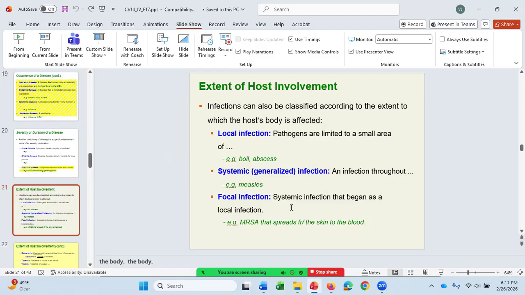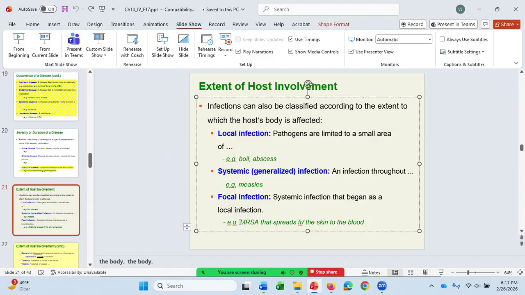A focal infection is a systemic infection that began as a local infection, such as MRSA that spreads by the blood, and it started from simply a skin lesion, like a boil. A skin boil got worse, it invaded the blood, which carried it elsewhere in the body, and it became a systemic infection. Any question about any of that?